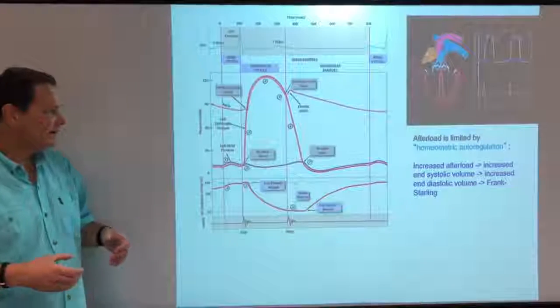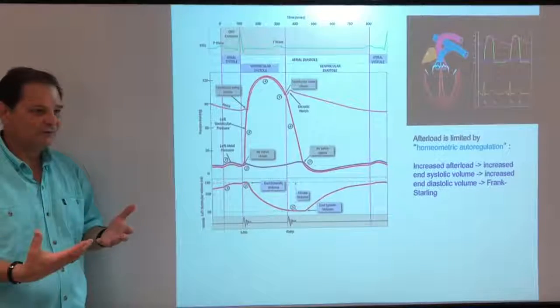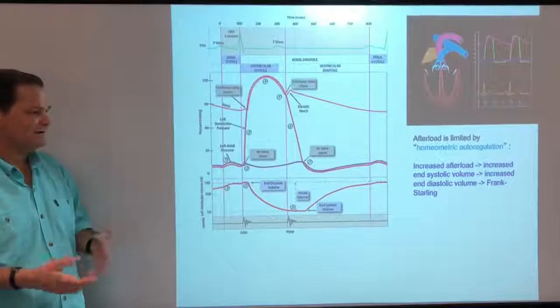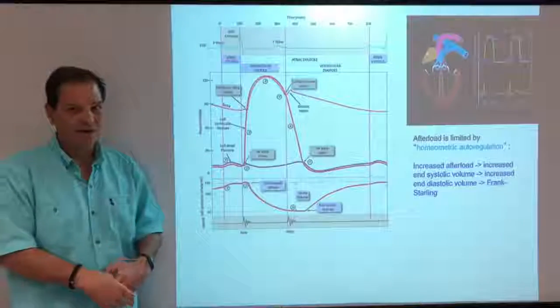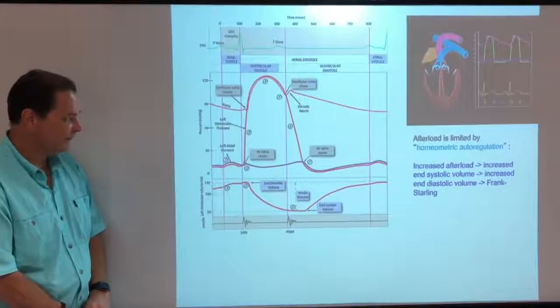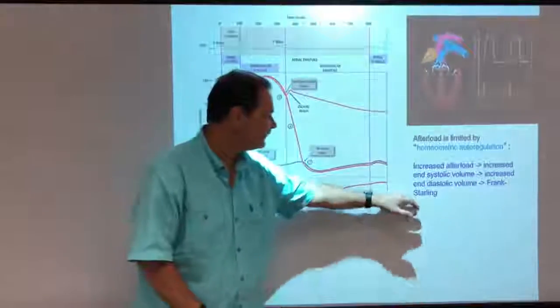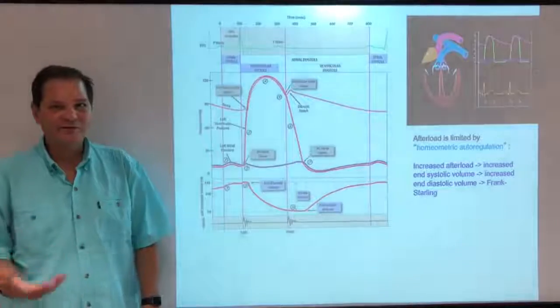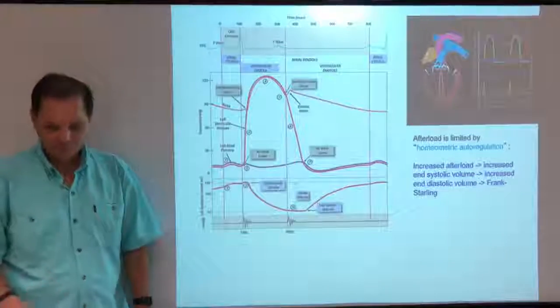So increased afterload decreases the stroke volume, but the homeometric autoregulation kicks in and the stroke volume comes back up, almost where it was before the increased afterload. And so that limits the effect of afterload on stroke volume.